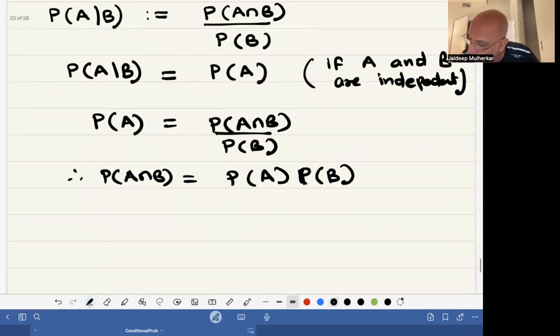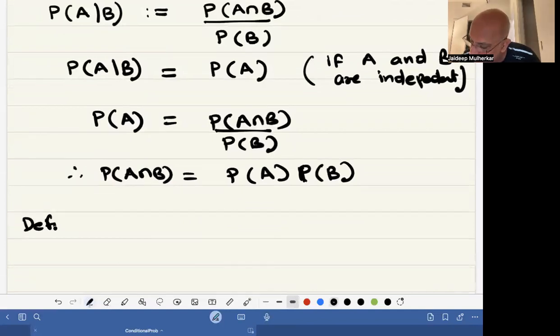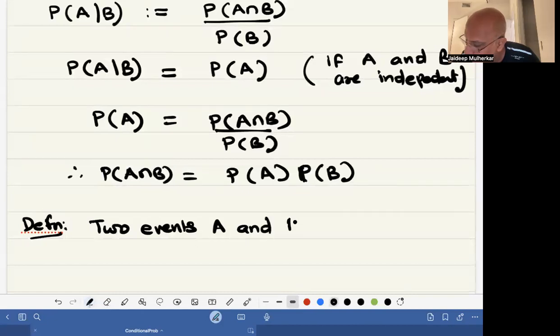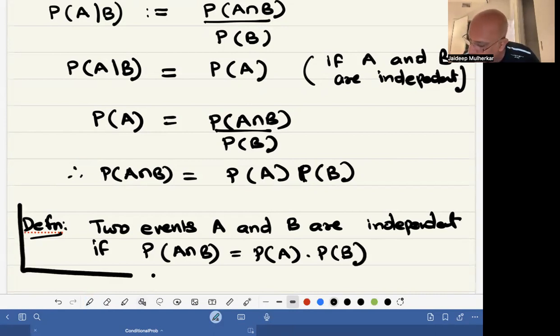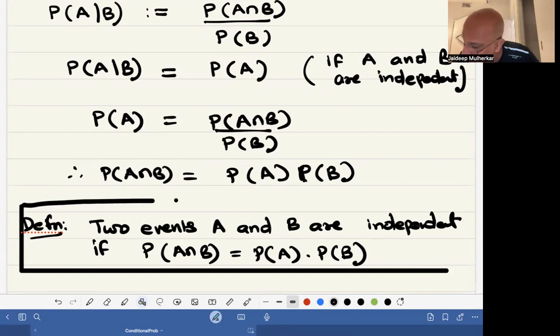So the definition is that two events A and B are independent if probability of A intersection B is equal to probability of A times probability of B. Okay, so this we will take as our definition of independence.